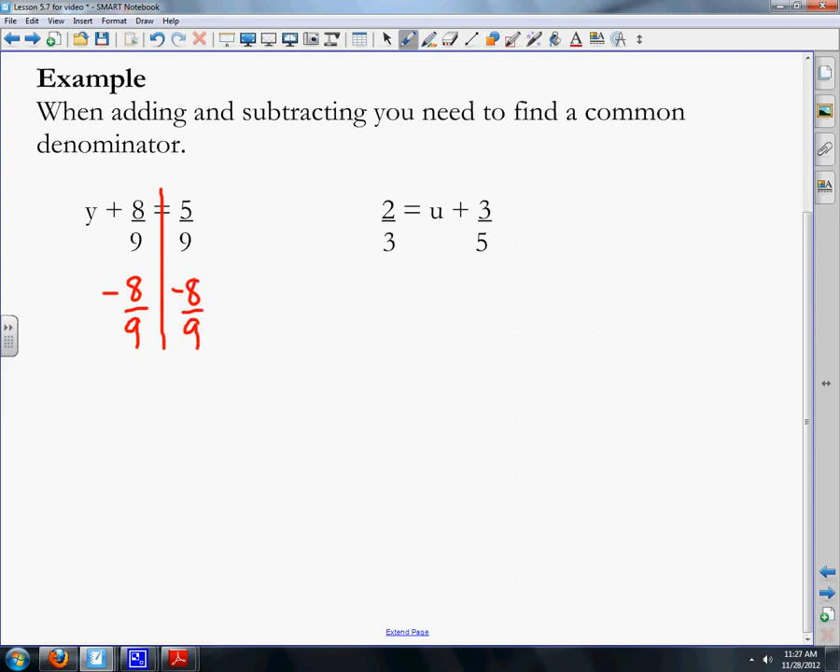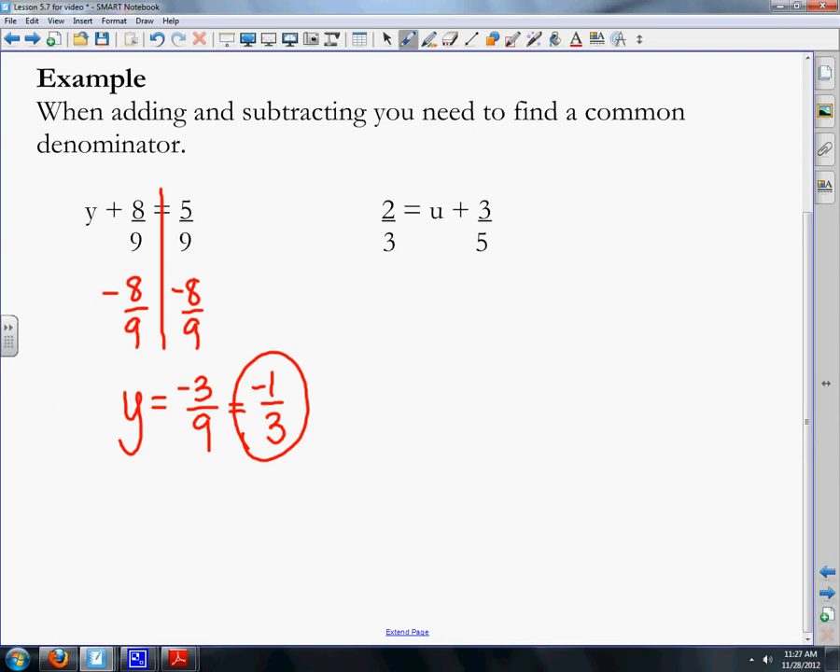And then I'm left with y equals negative 3/9. And then I need to simplify that, which would equal negative 1/3. So, it's really simple when the denominators are the same, just like any adding or subtracting fractions.